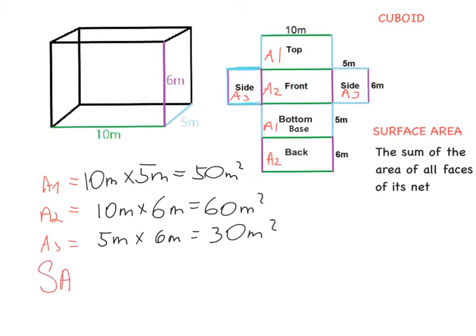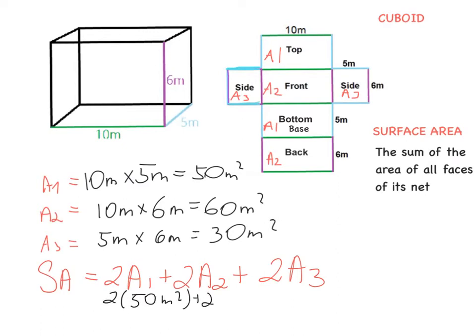So the surface area is, and we can write it down as 2A1 plus 2A2 plus 2A3. Okay, so then we have 2 multiplied by 50 meters squared plus 2 multiplied by 60 meters squared plus 2 multiplied by 30 meters squared. Okay, so when we add it up, we have 100, 120 and 60. It's all together 280 meters squared.